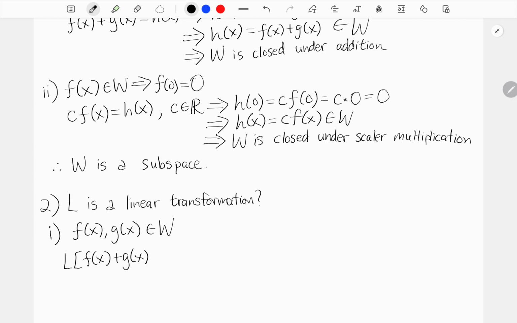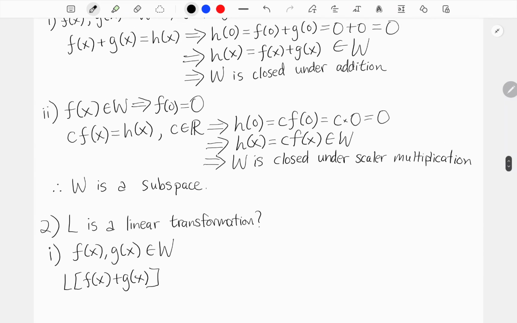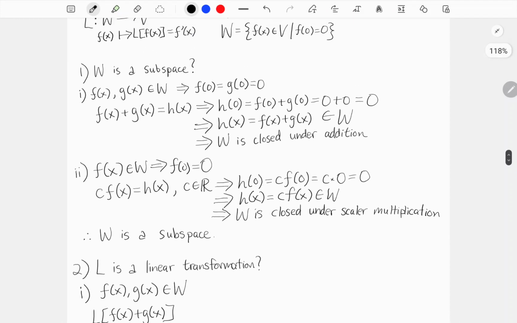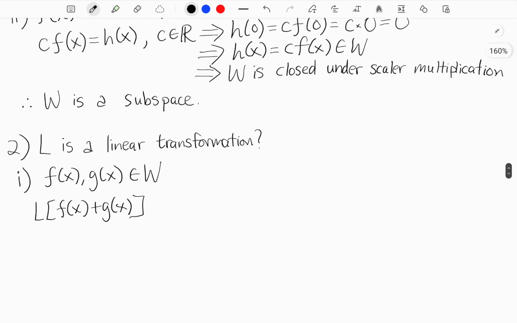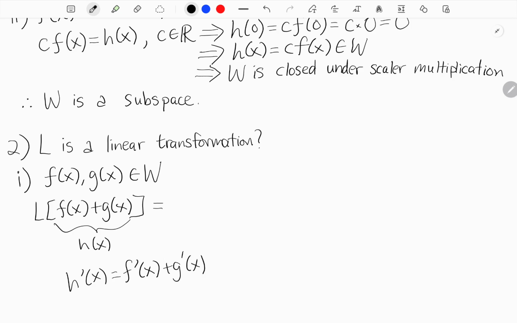L of f of x plus g of x. What that means is I'm taking the derivative, right? So L of a polynomial is its derivative. So L of f of x plus g of x is going to be equal to the derivative. Well, if I call this whole thing h of x, then h prime of x, or the derivative of h, is just you're taking the derivatives individually, because differentiation and integration, indefinite integration, they're all linear operators. They're all linear, so they respect addition and scalar multiplication.